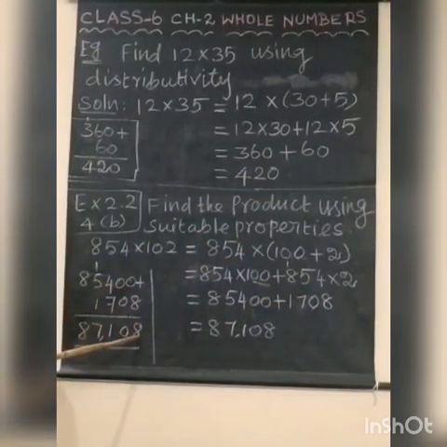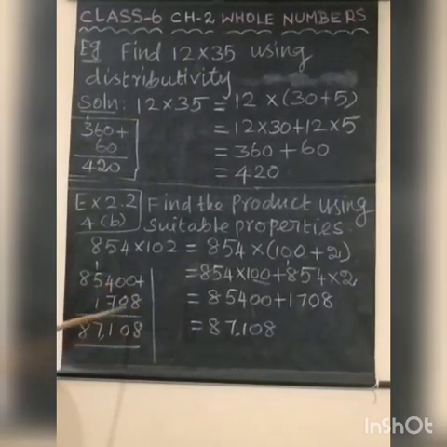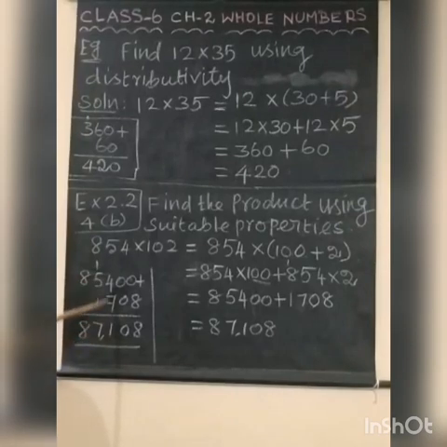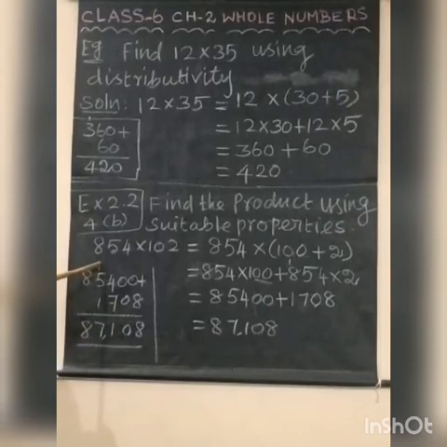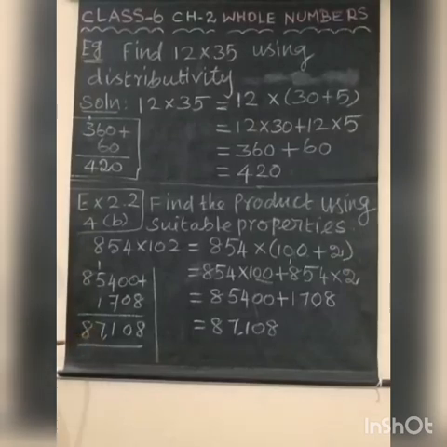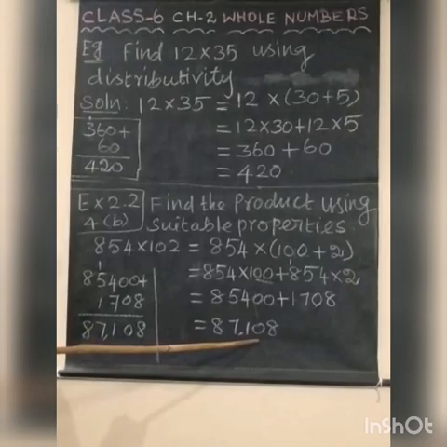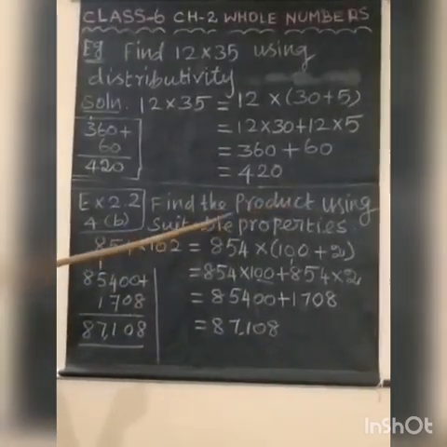0 plus 8 is 8. Then 0 plus 0 is 0. 7 plus 4 is 11. Write 1 here, carry 1 here. Okay. 5 plus 1 is 6. 6 plus 1 is 7. Then 8 here. Okay. Answer is 87,108.